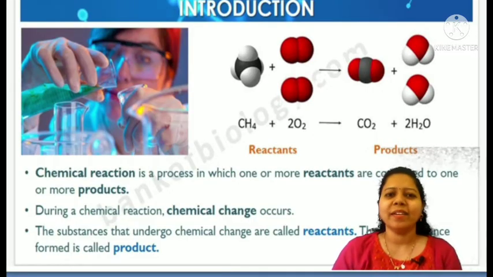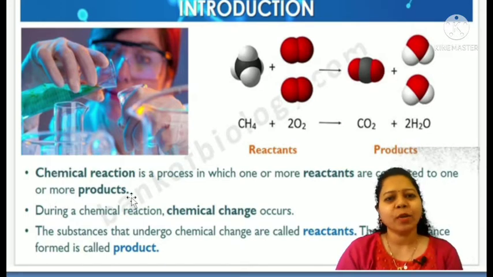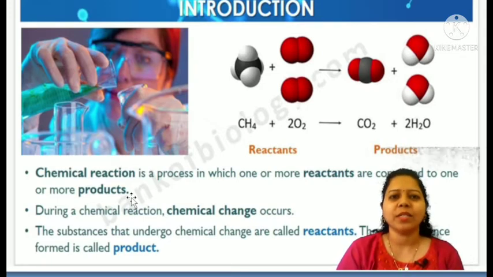Let's start with chemical reaction. A chemical reaction is a process in which one or more reactants are converted to one or more products. It is a process in which one or more substances react with each other and form one or more new substances. The substances which take part in a chemical reaction, or which undergo change, are known as reactants, and the newly formed substances are known as products.